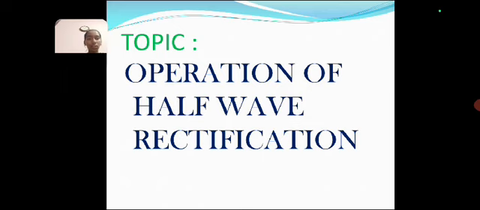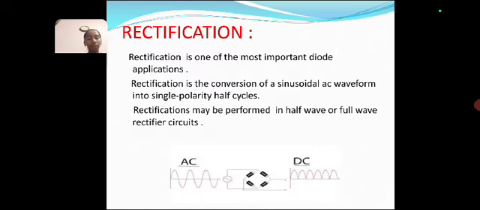So today's topic is operation of half-wave rectification. Before knowing about the operation of half-wave rectification, let us know what is rectification. Rectification is one of the most important diode applications. Rectification is the conversion of a sinusoidal AC waveform into single polarity half cycles. Rectification may be performed in half-wave or full-wave rectifier circuits.